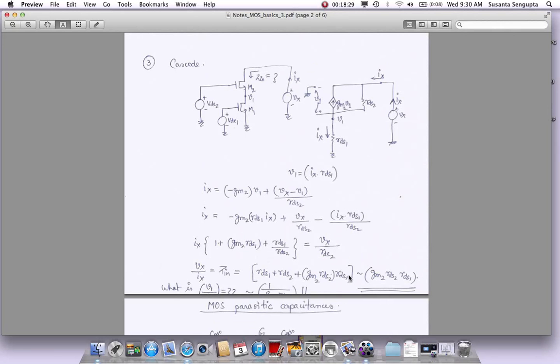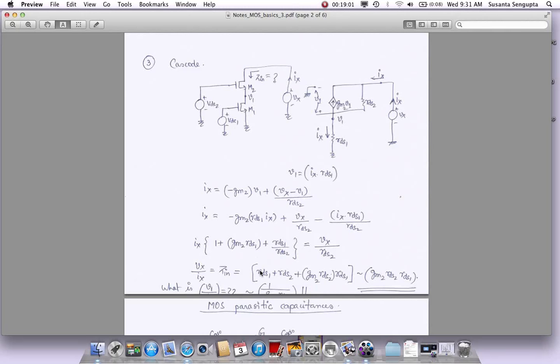And most of the time the product of GM times RDS, anytime you see GM times RDS, they are big values. They could be values in the order of hundreds if it's long channel devices, or if you go to extremely short channel devices, they would still be around 10 or 20 at least. You would be able to get them. So that value is always much bigger than 1. Anytime you see a product of GM times RDS, it tends to be a much bigger value.